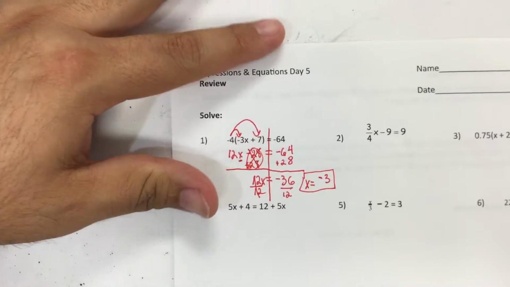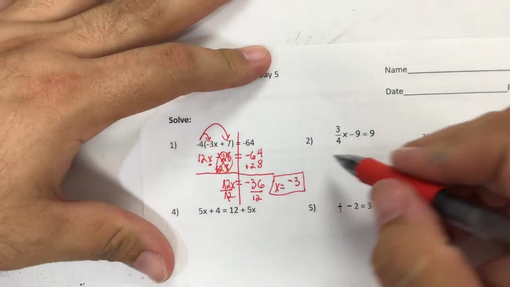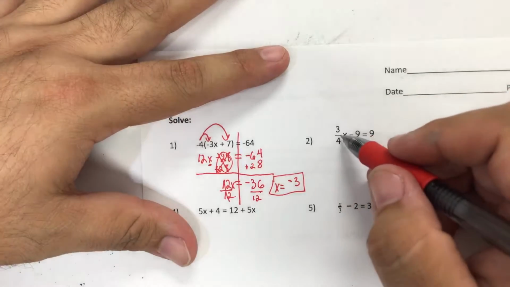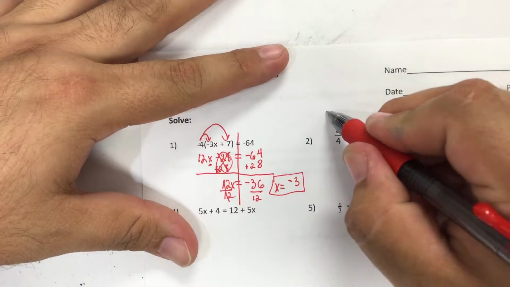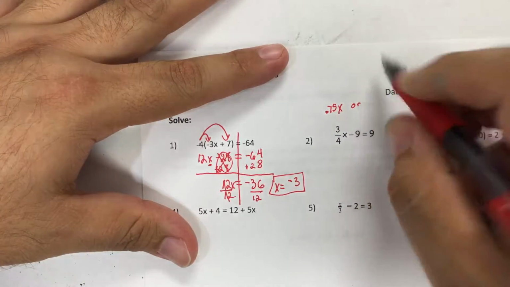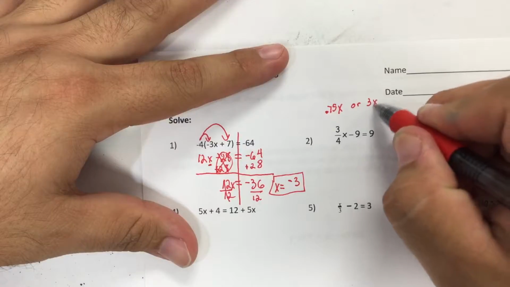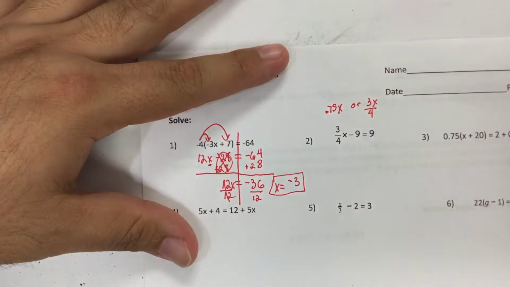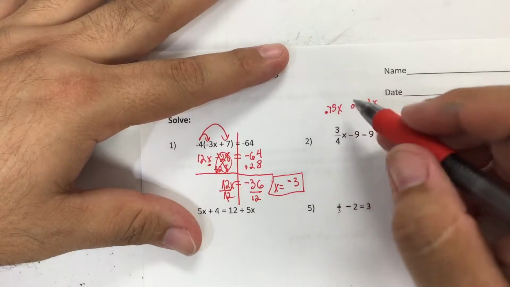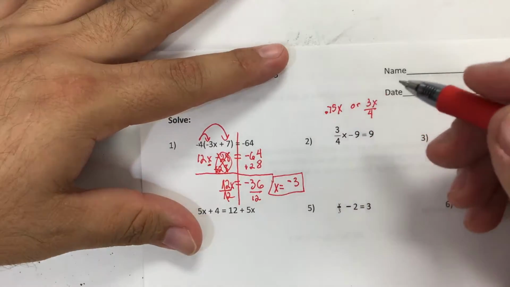All right, on to the next problem, number 2. Okay, we have a fraction here. A lot of you guys get scared on fractions. This is 3/4. We can easily change this to 0.75x, or I like to do this 3x over 4. Okay, and you'll see why I like to do 3x over 4. But 0.75x is probably what would be easiest for everyone.